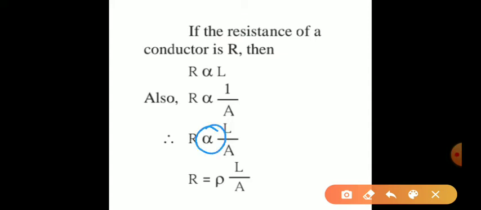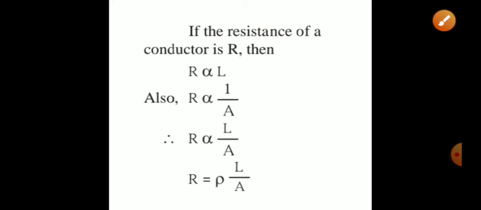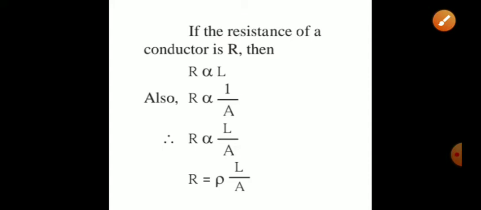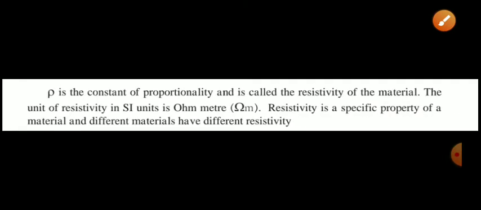Again we have to change that proportionality into equality. For that we need to add some constant term. You can see that constant value is added over there. That symbol is a constant of proportionality and it is called the resistivity of the material. The unit of resistivity in SI units is ohm meter.